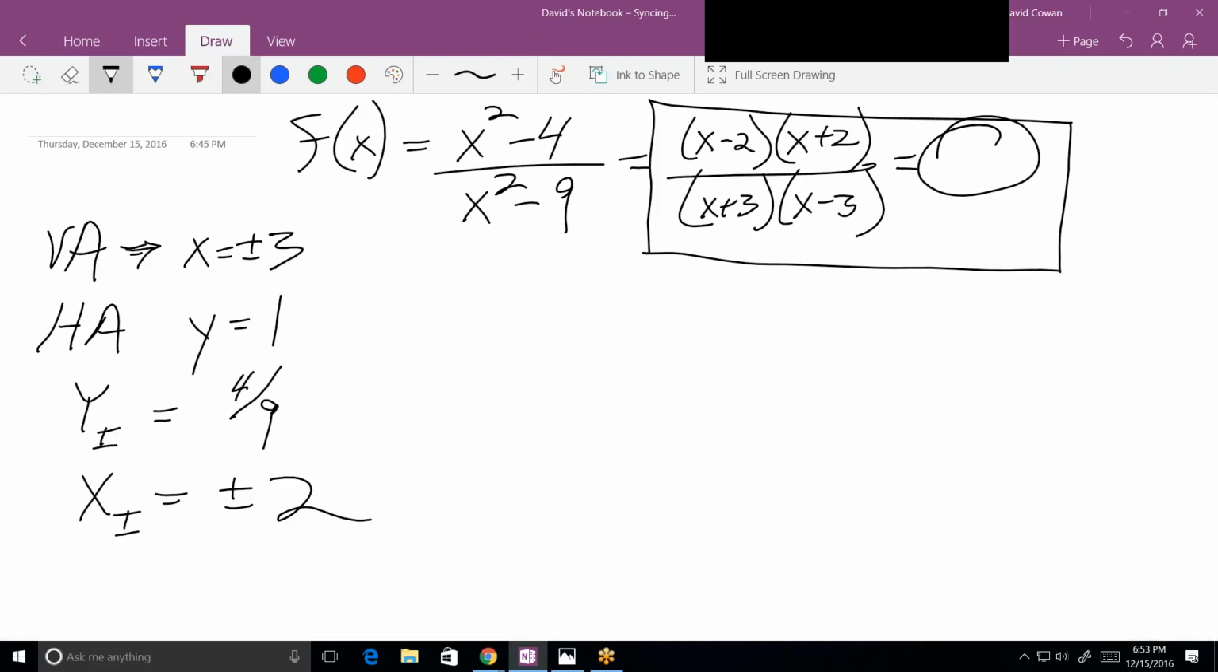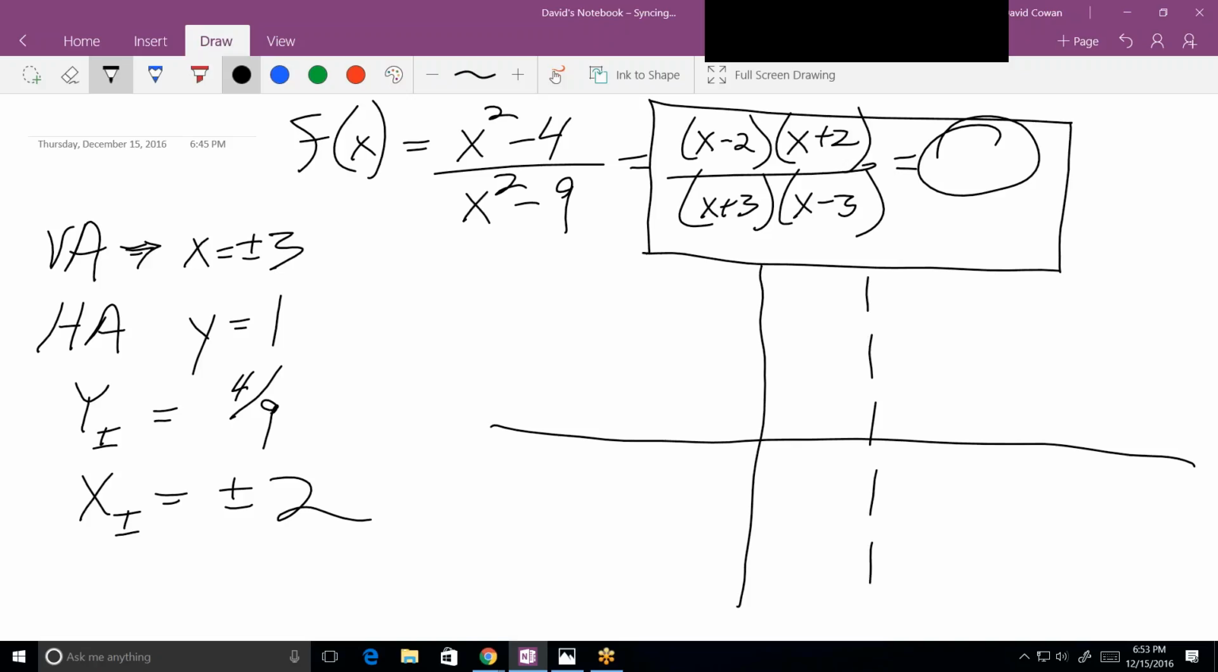The way you graph these is you always start out drawing your asymptote grid. Well, I know I got vertical asymptotes at plus and minus 3. Here's the plus 3, here's the minus 3. And I got horizontal asymptotes at y equal 1. So there's my asymptote grid. And I've got a y-intercept at 4/9, which is about right there, if that line is 1. And I have x-intercepts at plus or minus 2.